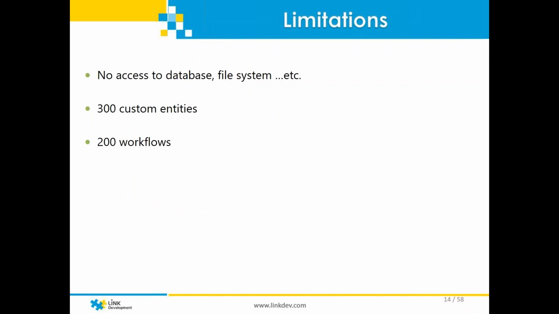Then there are some limitations, of course. Some of those numbers have been changed lately. I think the custom entities limit is now much higher, but I'm not sure how many entities. Of course, you can't access the database, the file system, the event log, the local network, and so on. As you saw yesterday, you could access everything. I logged into the server and I could read the database. I showed you the database. You can do whatever you want, but in CRM Online, no. All you have is a web server, a web UI.